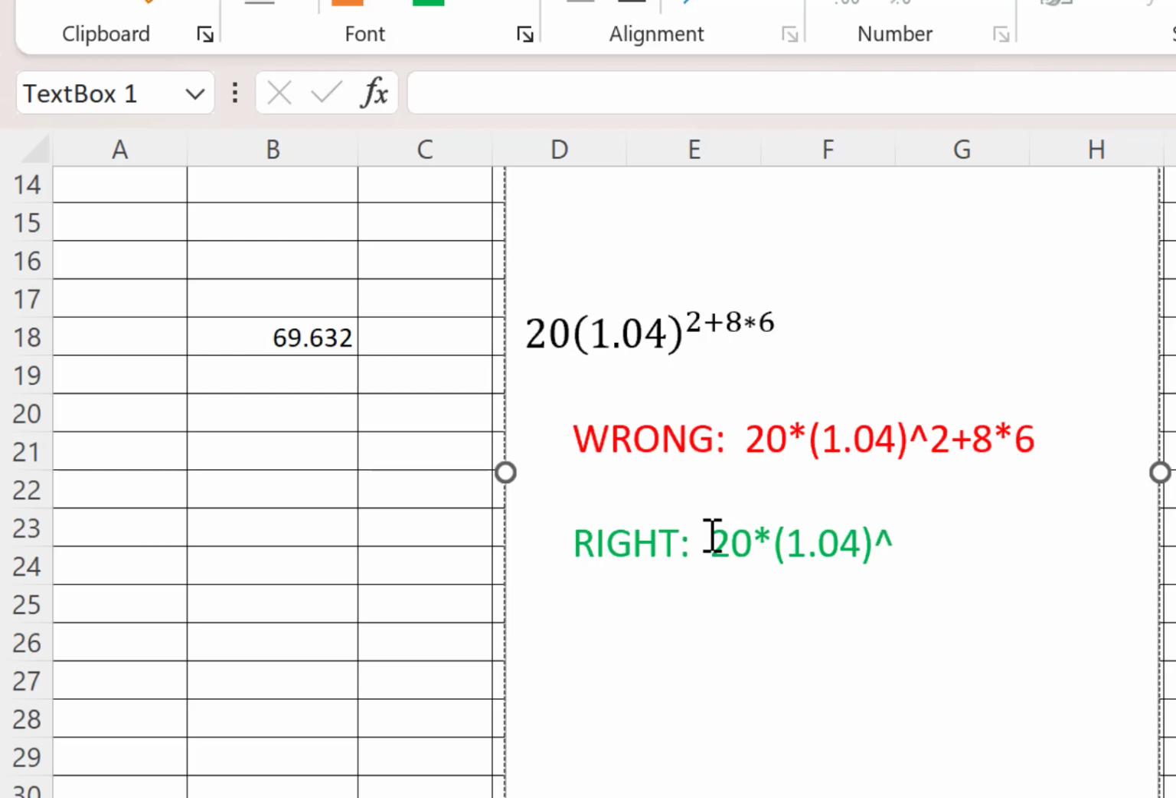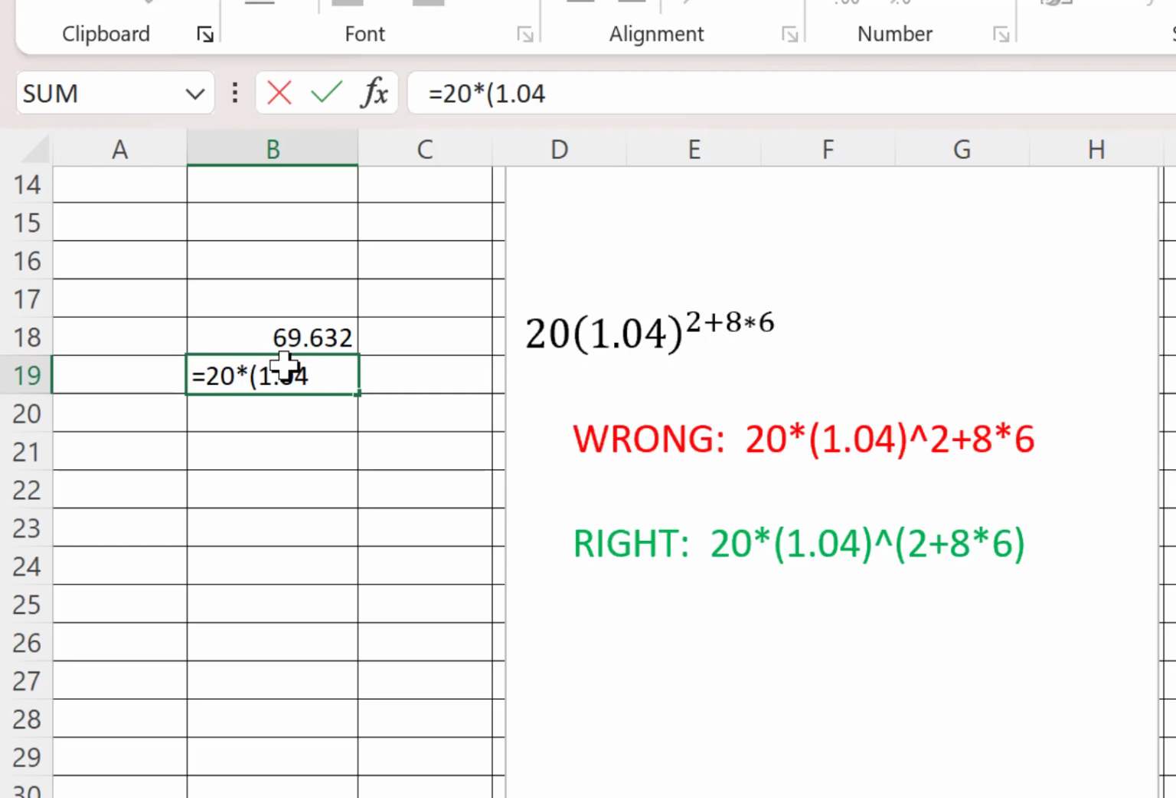So I type my 20 times 1.04 and my caret to make the exponent, but then I put parentheses around the 2 plus 8 times 6, so that entire expression is up in the exponent. So when I enter that in Excel, I'm putting those parentheses around the entire exponent, so that entire value is up in the exponent. We get a completely different answer.